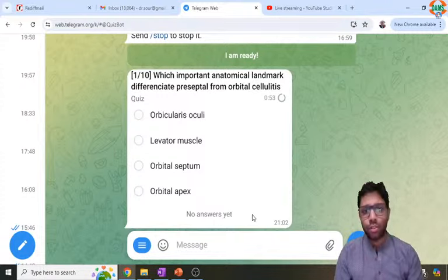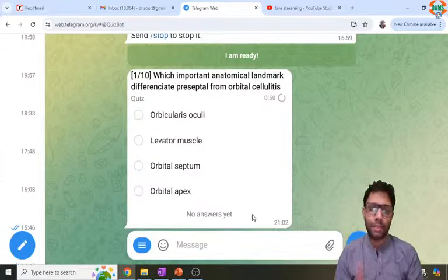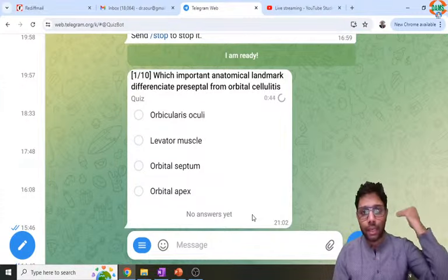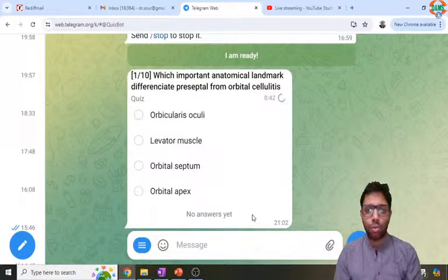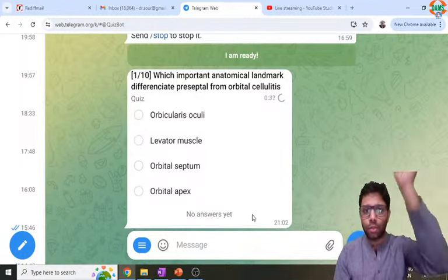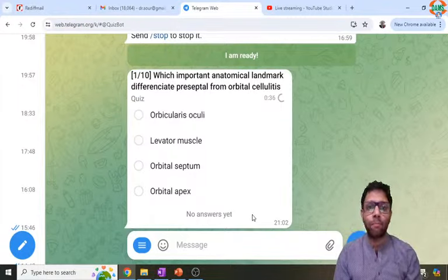So there are 5 stages of orbital cellulitis. First is preseptal, second is orbital cellulitis, third and fourth are subperiosteal abscess and intraorbital abscess, and the fifth, behind the apex, is cavernous sinus thrombosis. The first and second stages are differentiated by a very important landmark, which comes from the periosteum and goes to the tarsus of the eyelid, that is the orbital septum. That is why we say preseptal and postseptal, meaning orbital cellulitis.